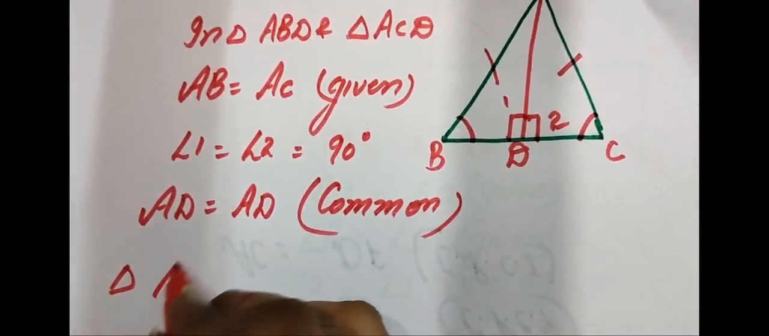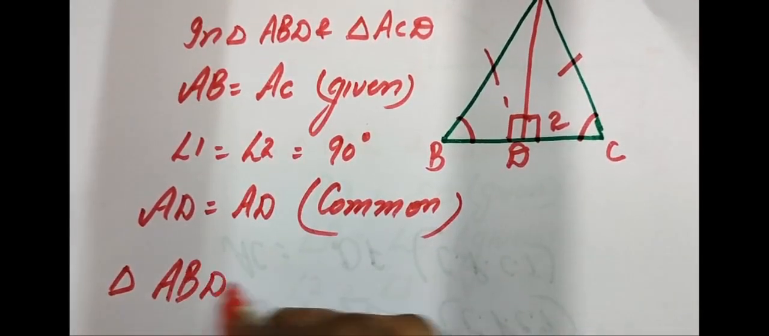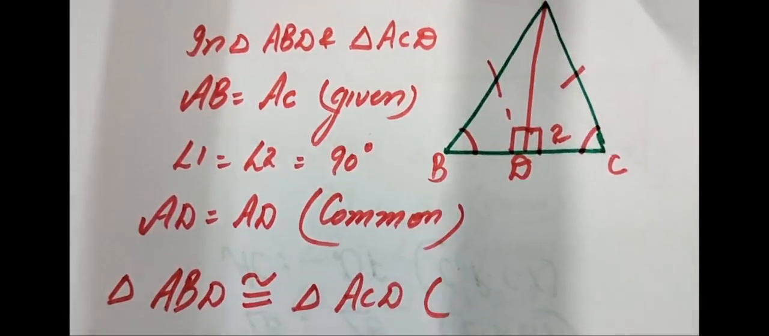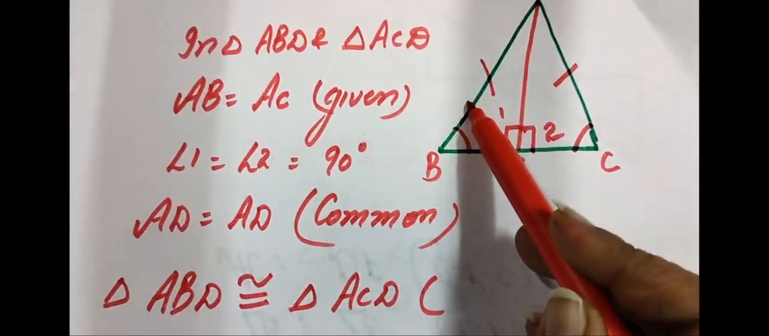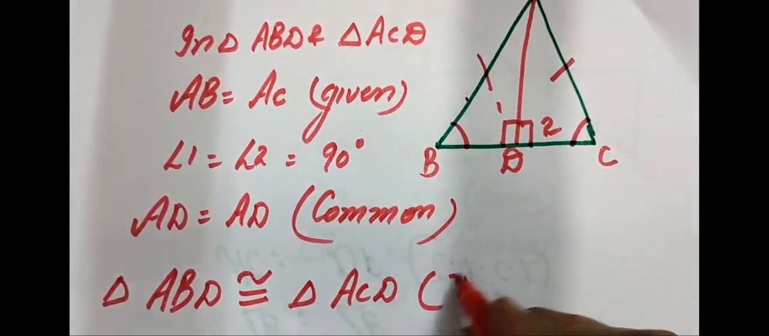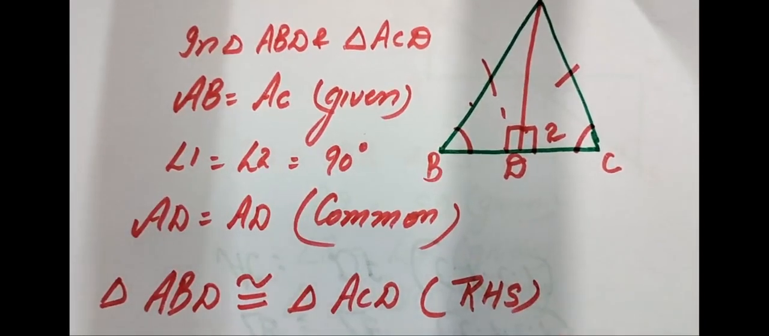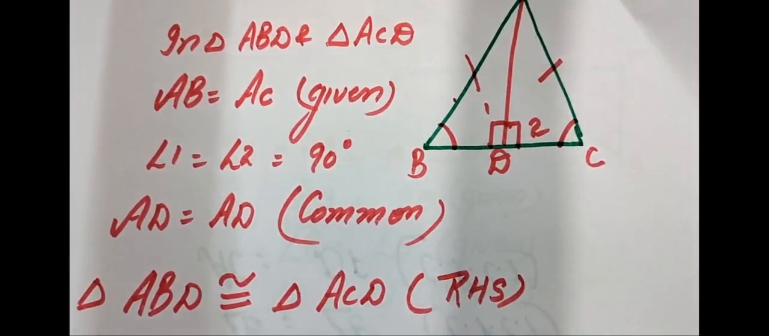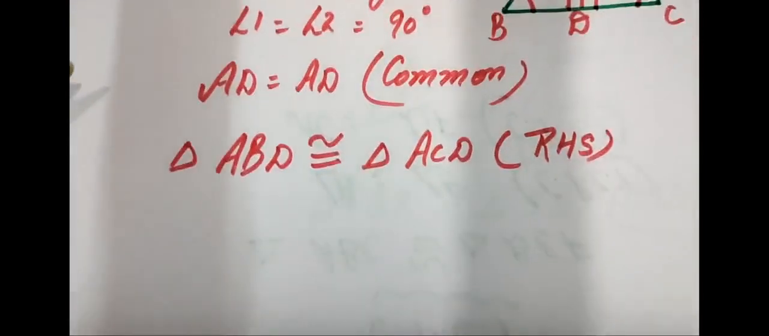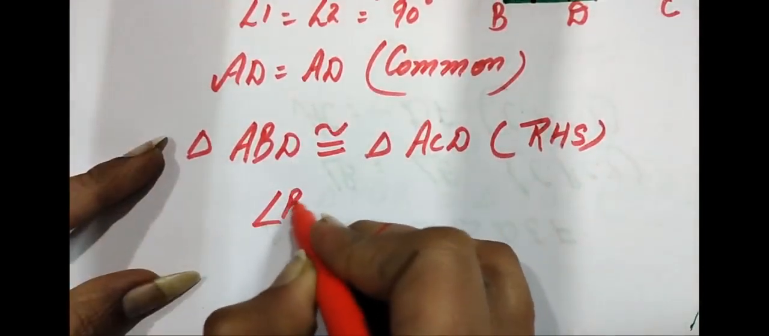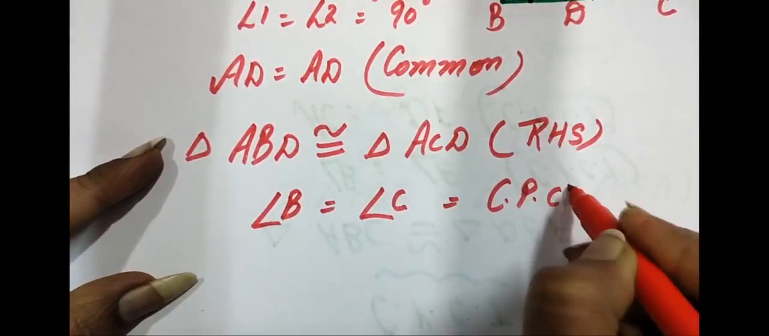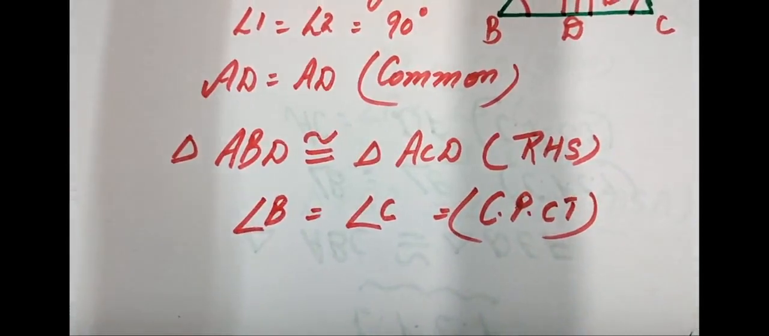So here we can write triangle ABD is congruent to triangle ACD. Which criteria? Hypotenuse is equal, 90 degree angle is equal, one of the sides is equal. Same, RHS. Triangles are congruent by RHS. But they have asked you to prove that angle B is equal to angle C. So now we can simply write angle B is equal to angle C, because of CPCT. That means these are the corresponding parts of congruent triangles.